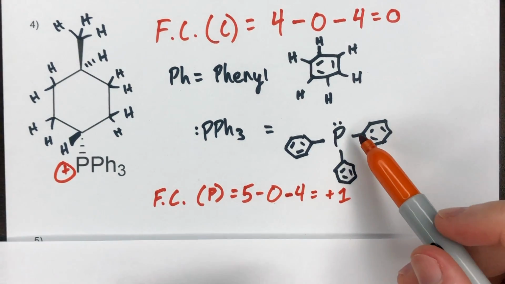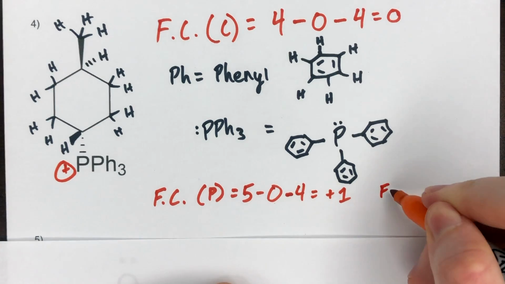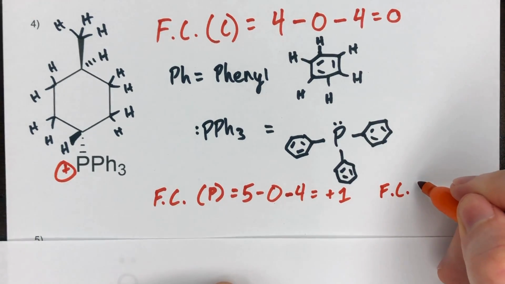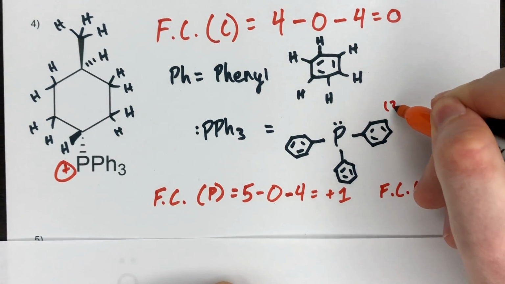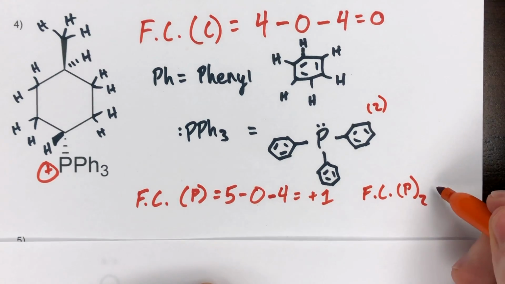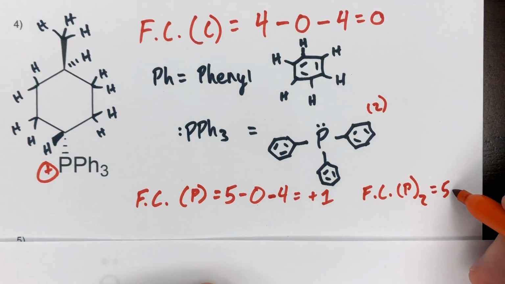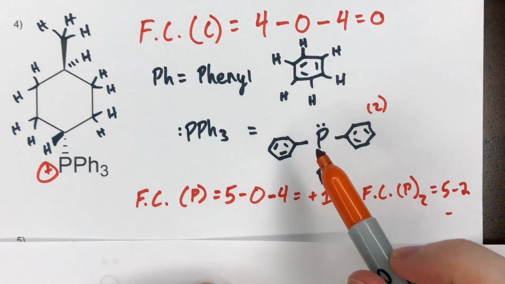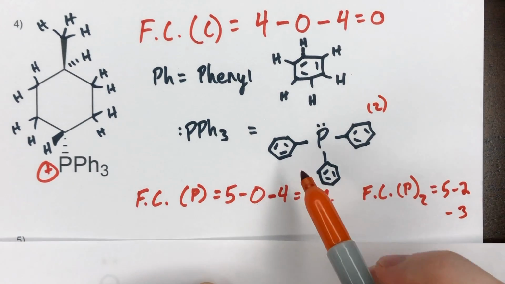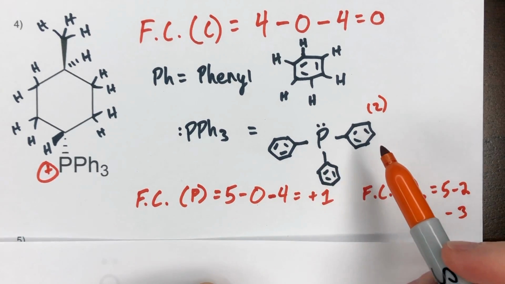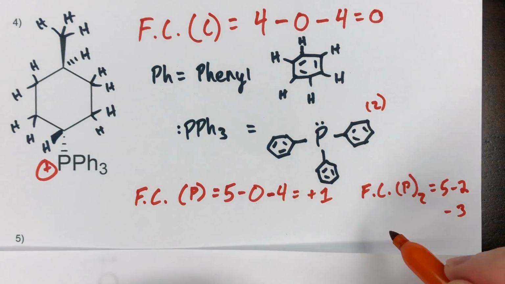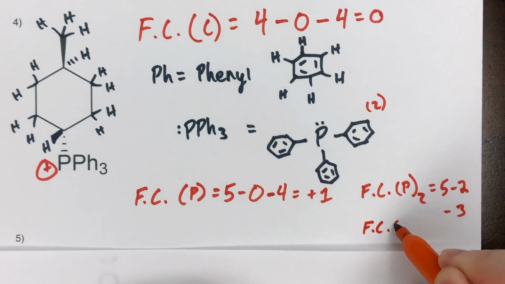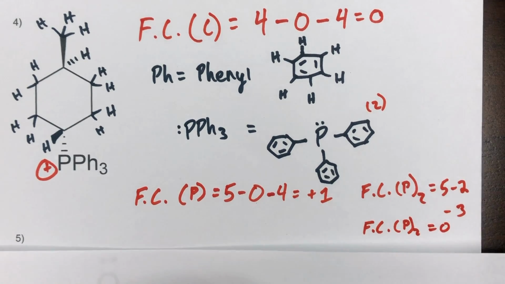If we were to look at this molecule and do the same thing, so our formal charge at this phosphorus, let's call this P2 and call this one 2 here to distinguish them. You would have 5 again, minus 2 from the lone pair, and then 1 from each of the bonds to the benzene, so 3 total. So then this whole thing becomes 0. 5 minus 2 is 3, minus 3 is 0.